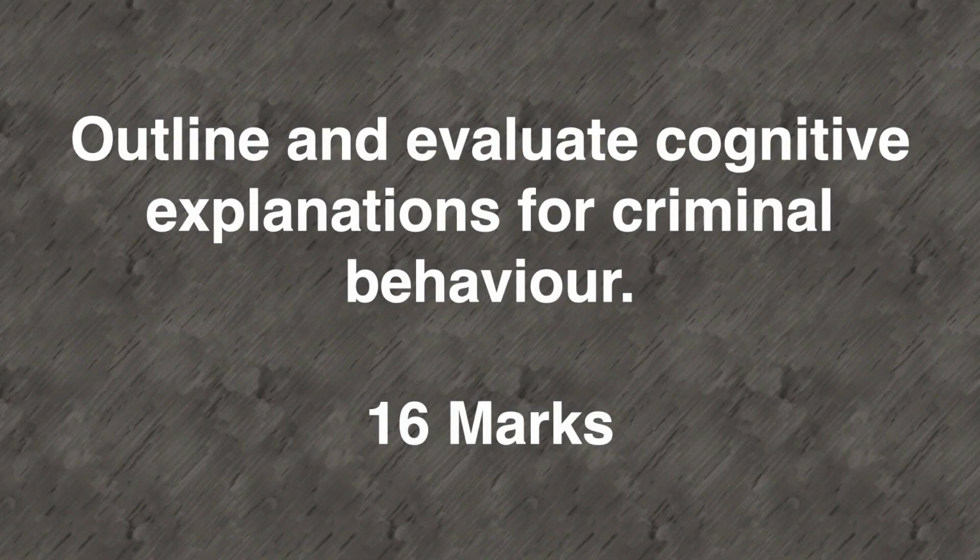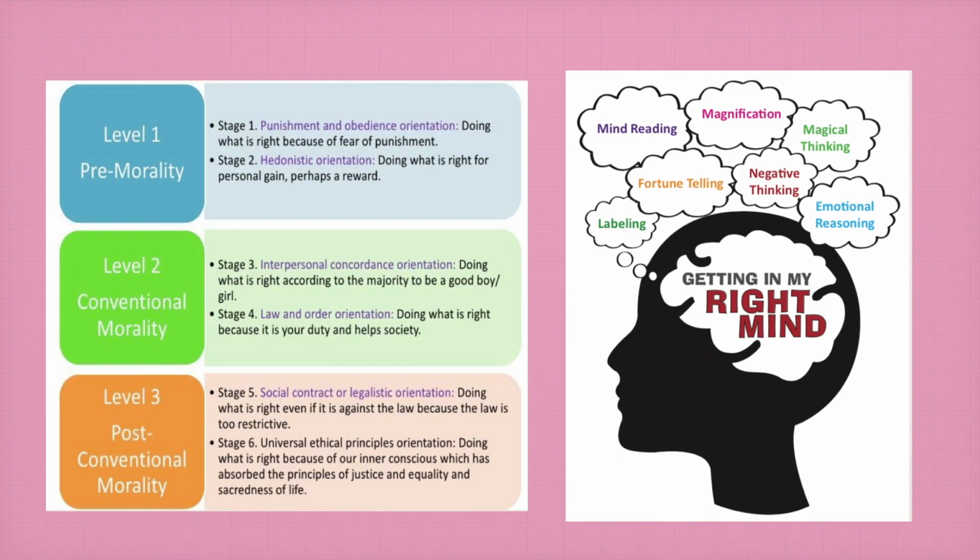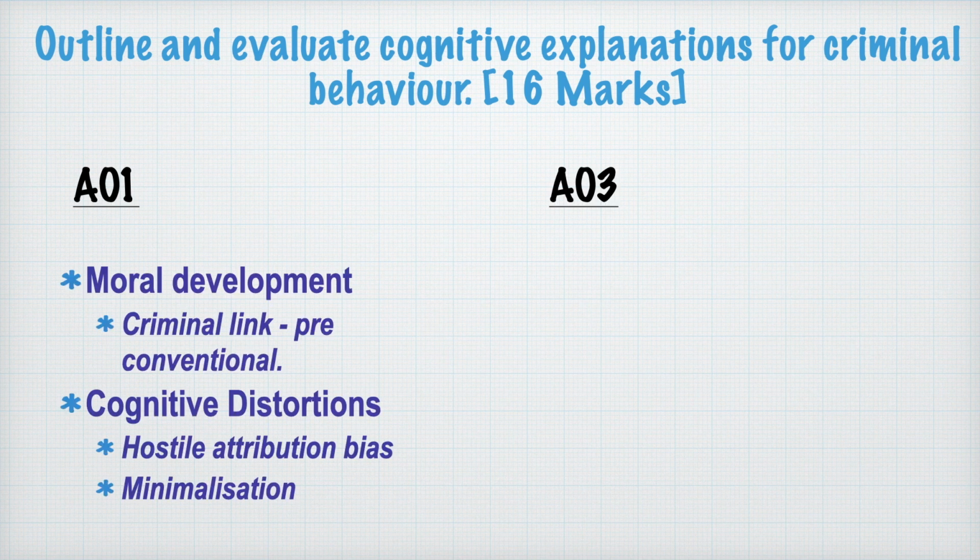So moving on, we have cognitive explanations for crime. Cognitive explanations for crime focus on the way that people think, and you have 2 theories within there. You've got Kohlberg's theory of moral reasoning, and you've got cognitive distortions, which are faulty ways of thinking. In my outline, I'm going to talk about both of those things.